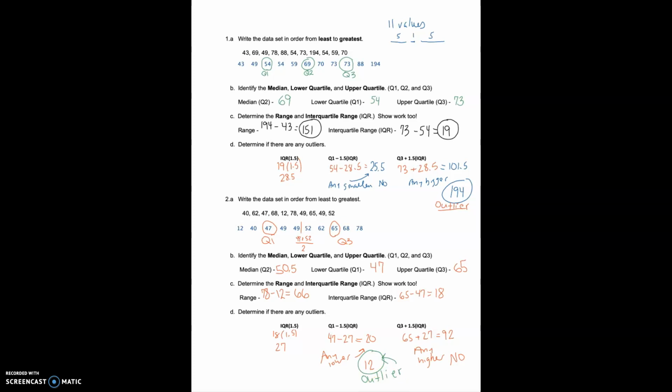If you want to go ahead and try problem 3 on your own, pause the video now and write them in order. Try to find that median and see if you can figure out the lower upper quartile. Again, you should definitely be able to figure out the range once you write them in order. If you want to do it ahead with me, then don't hit pause, just keep watching.